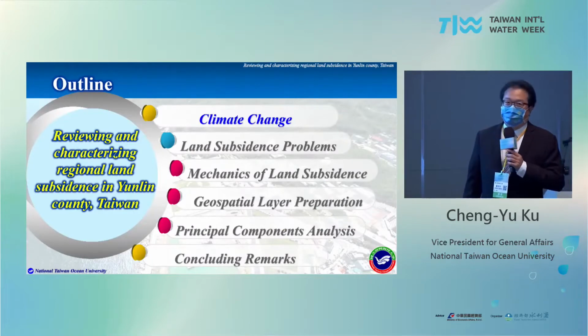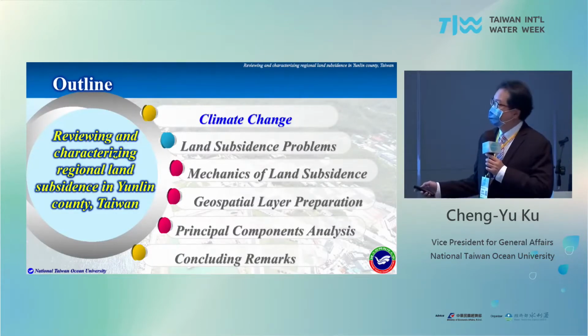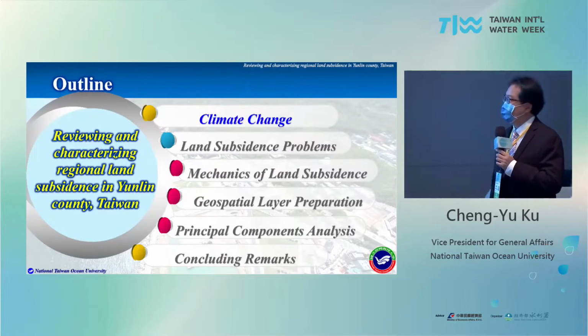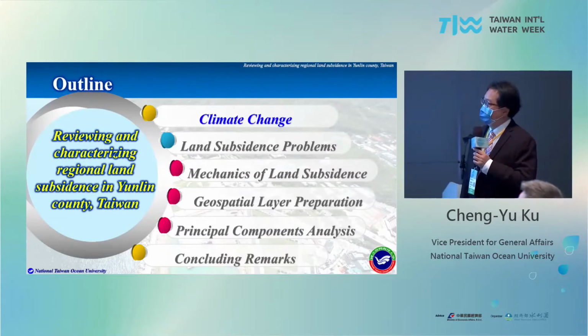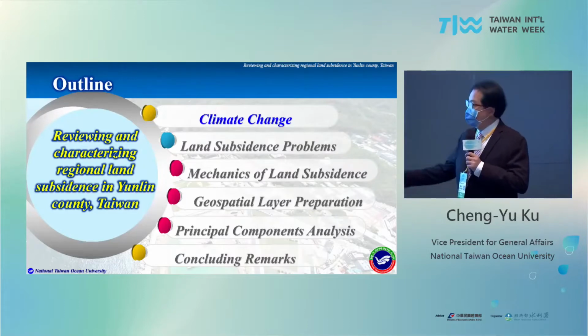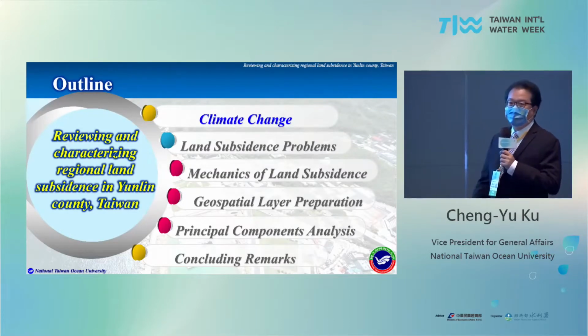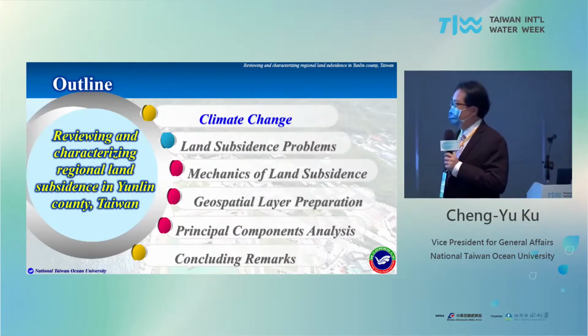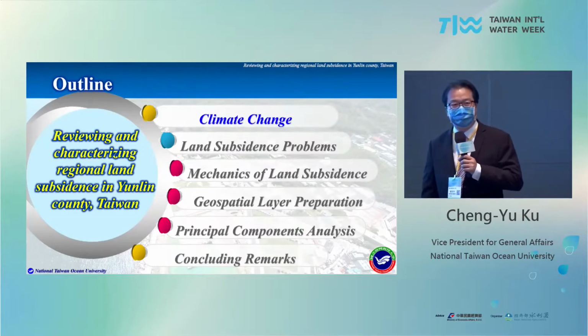The outline of this talk is, first I would like to give you a very short review of climate change, and then I will talk about the land subsidence problems within the world, especially in Taiwan. And then I will give you an introduction of the mechanics of land subsidence. And then I will tell you how we prepare the geospatial layers of our study area. And then I will give you a very short introduction of the analysis method, which is the principal component analysis. Finally, I will give you conclusions.